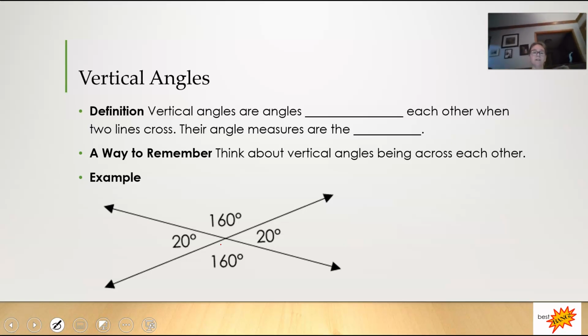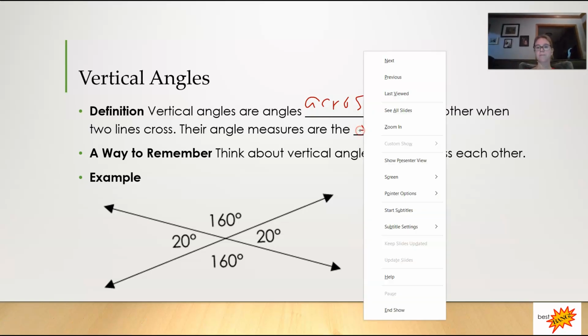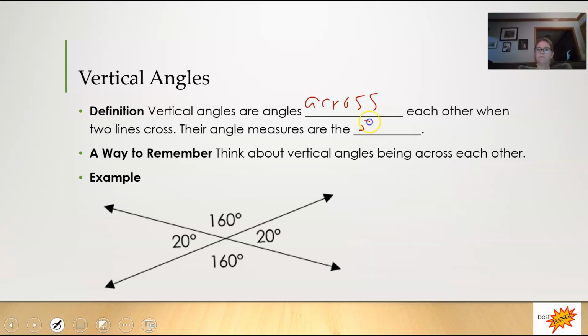Okay, vertical angles, find that flap. Vertical angles are angles across from each other. Their angle measures are the same. Or another way to think of that word is the mathematical term that we will use is congruent. Congruent simply means that they are the same.